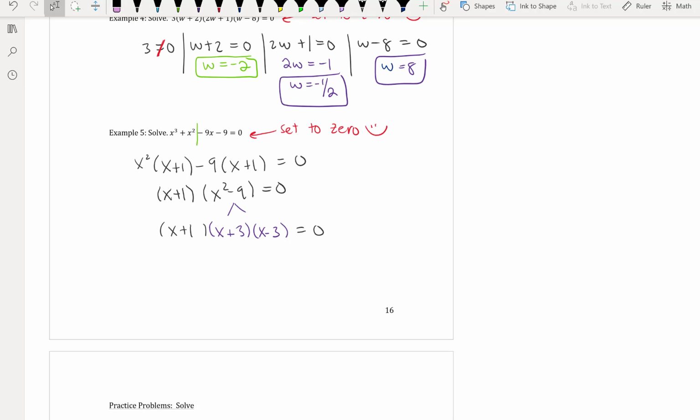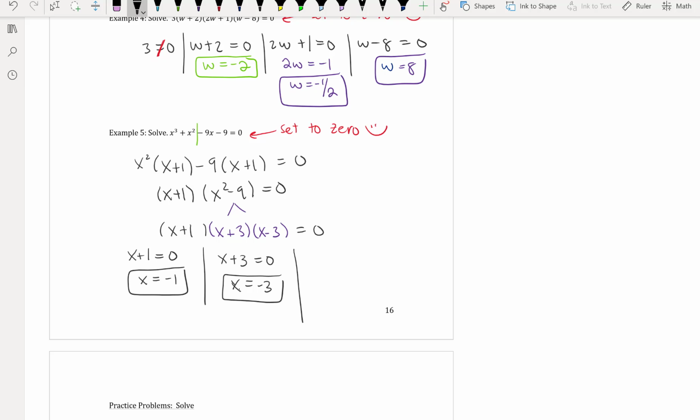So now applying the ZPP, I'm going to set each parentheses equal to 0. So x plus 1 is equal to 0. Now if I subtract 1, x is equal to a negative 1. x plus 3 is equal to 0, so I'm going to subtract 3 from both sides. So x is equal to a negative 3. I also have x minus 3 is equal to 0, so then I add 3 to both sides. So then x is equal to a positive 3. So here I have my 3 possible answers.